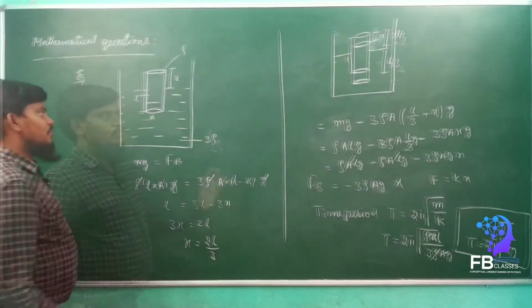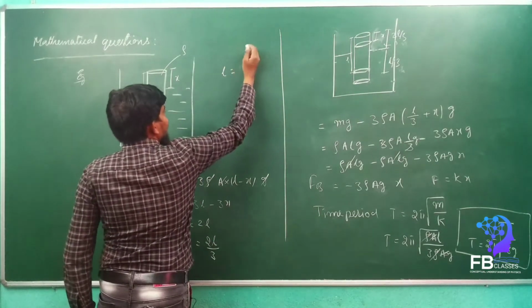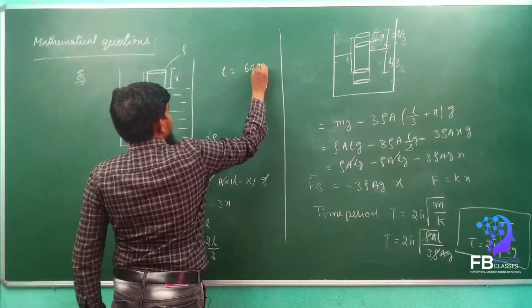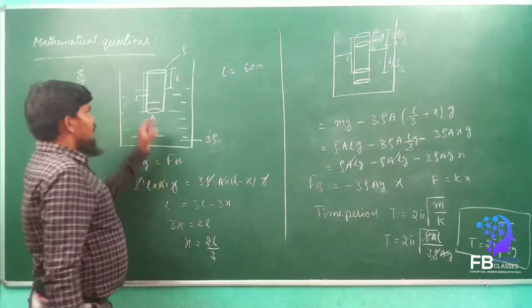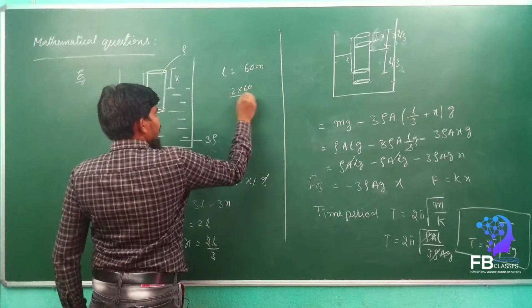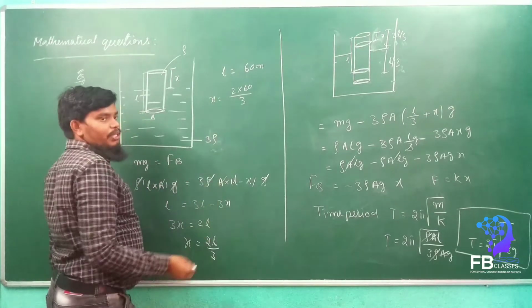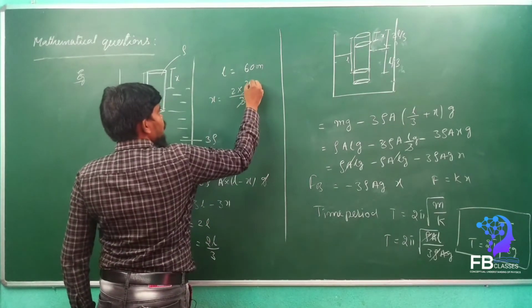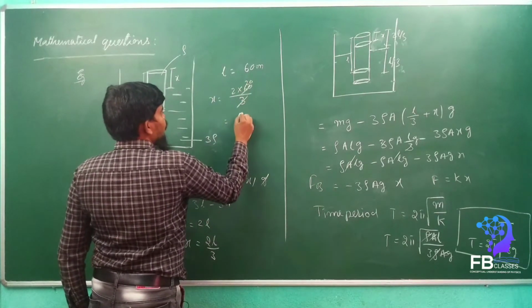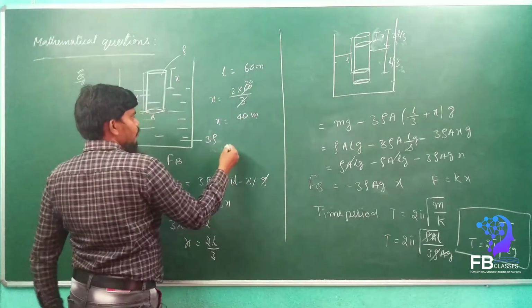Okay. So here, if the length of the cylinder is given as, let us take, 60 meters. Then what is the x value? X value is 2 into 60 by 3. So how much will it be? 20. That is, 40 meters above and 20 below.